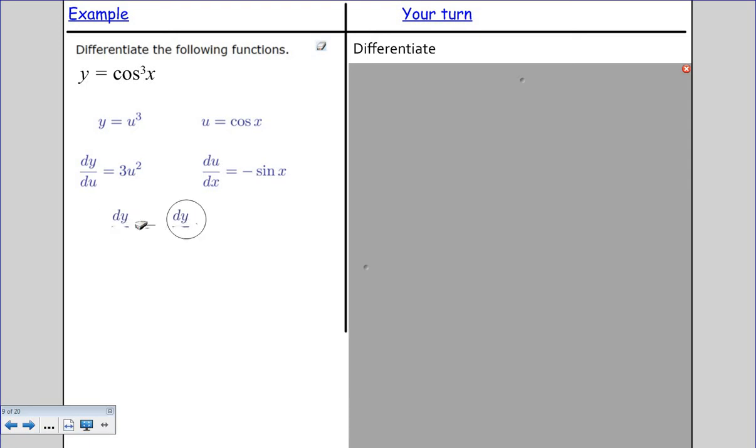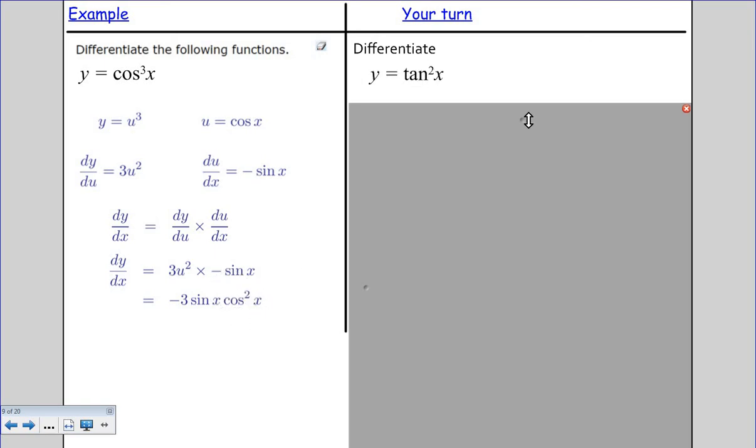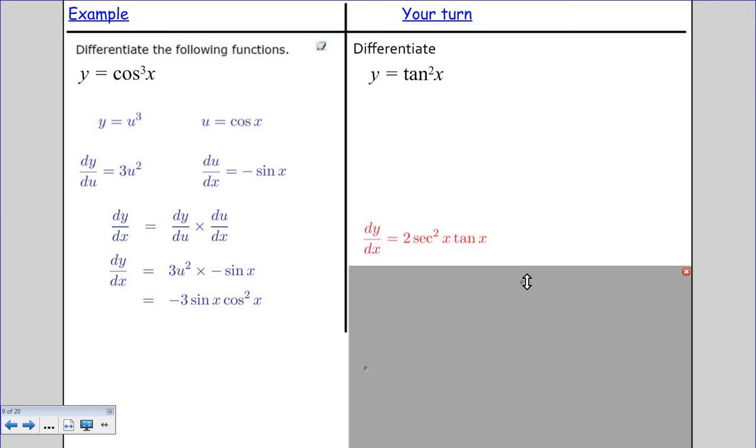Okay, and the chain rule is telling us we multiply the two together, so if we do that we get 3u squared times minus sine x, and we just want to replace the u with what u is, which is cos x, and tidy it up a bit. And there's the answer. Right, you have a go at this one, and you should get this answer.